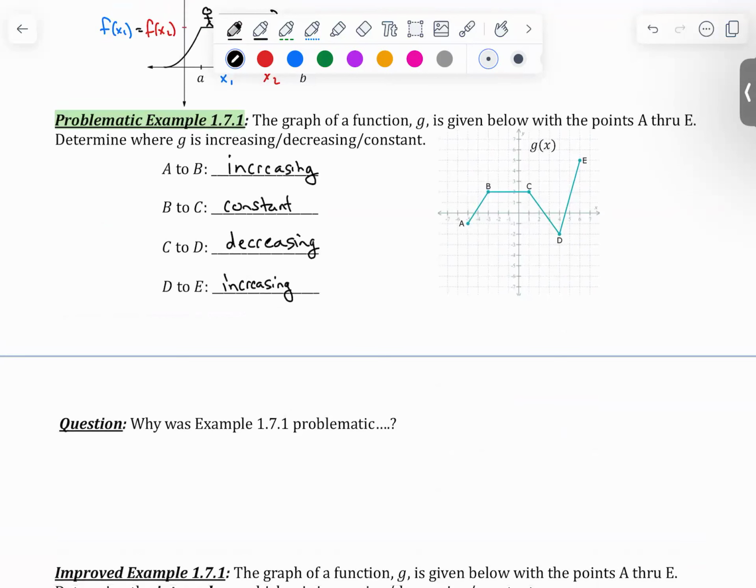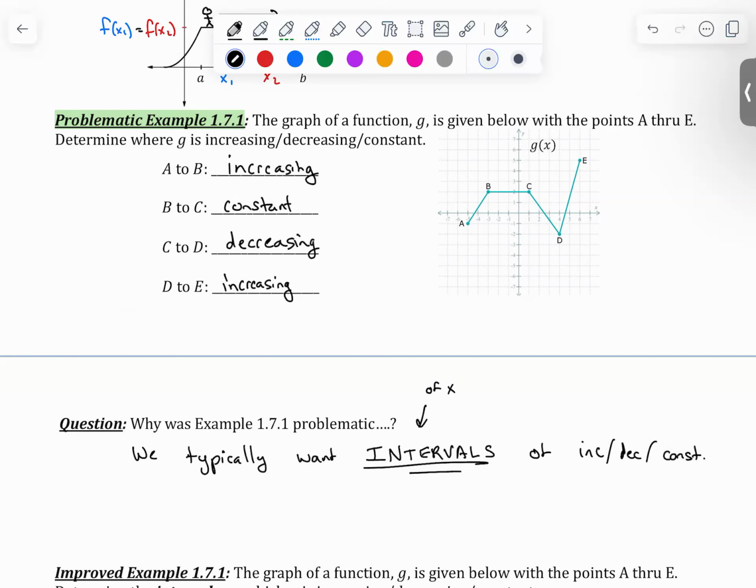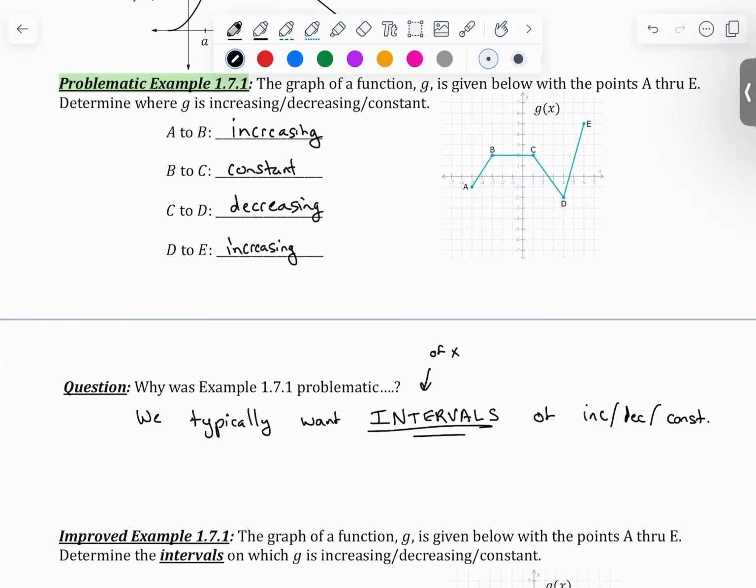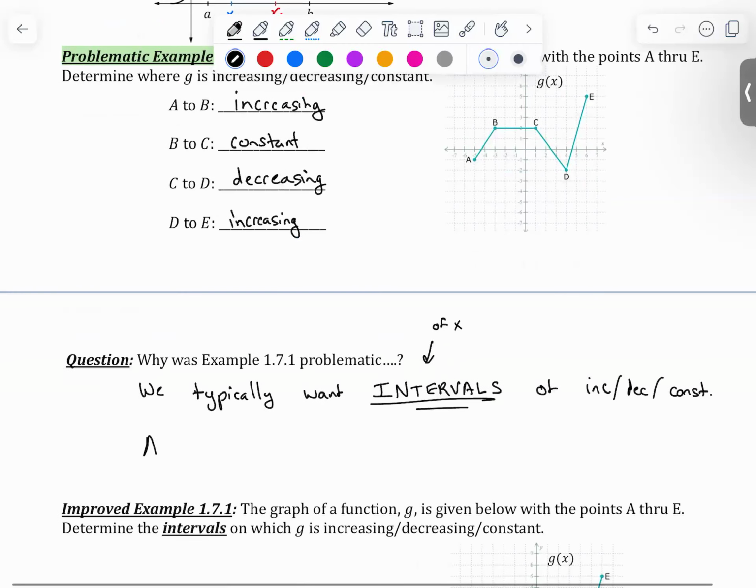So the thing is, we typically want intervals. I'm going to capitalize this. Intervals of x. So intervals of x of increase, decrease, or constantness. We want the intervals on which the function is increasing. We want the x values on which it's increasing or decreasing or constant. As such, it doesn't make sense to talk about points.